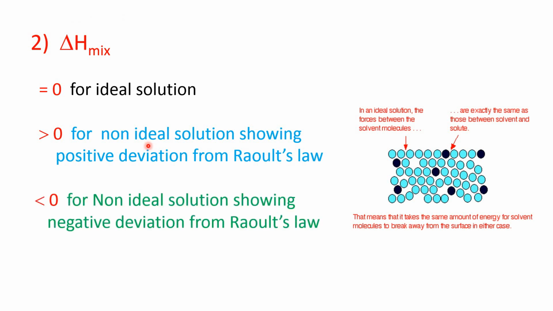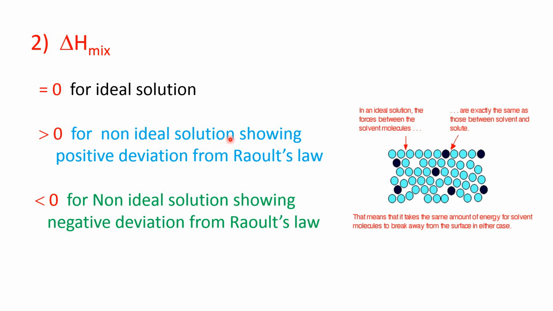Now, for non-ideal solution showing negative deviation from the Raoult's law, in that case, this solvent-solvent interaction or solute-solute interaction or intermolecular force of attraction is weaker. So, less energy is required to break this. But more energy is released when this solute-solvent intermolecular force of attraction is developed. As more energy is released, the net result is that heat energy is released. That means it will be an exothermic process.